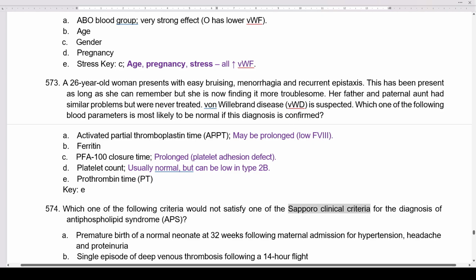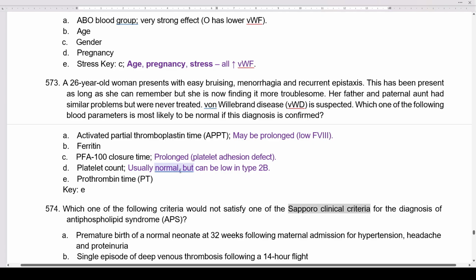So APTT, it may be prolonged in von Willebrand disease, because von Willebrand factor increases the half life of factor 8. So when there is deficiency of von Willebrand factor, there will be low factor 8, and due to this APTT will be prolonged. Okay, then there is the PFA 100 closure time. Yes, it is also prolonged in case of von Willebrand disease.